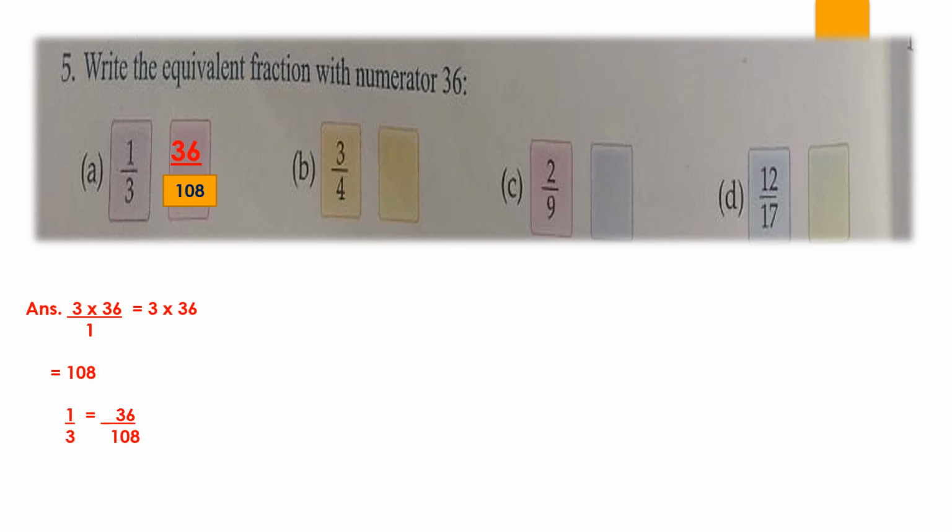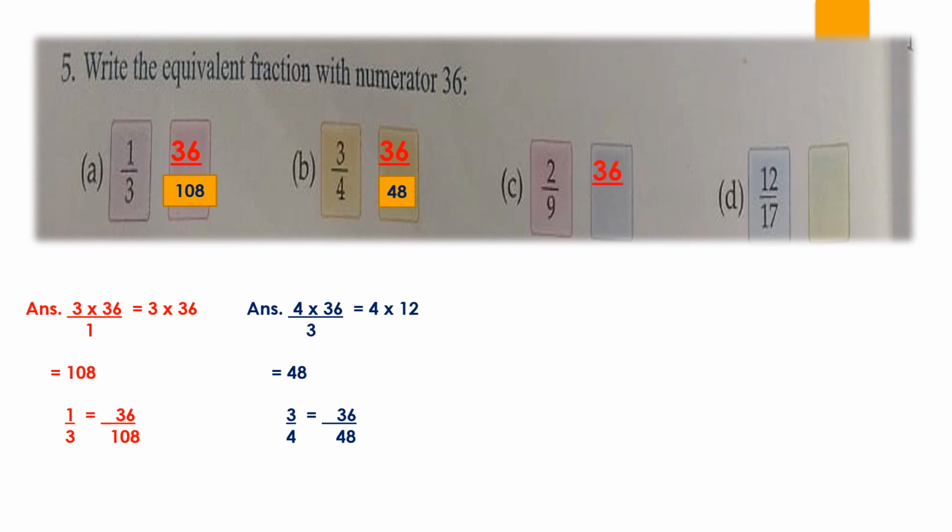Now B part, 3 upon 4. Numerator you will take 36 only. So 4 into 36 upon 3. Now children, 3 and 36 can be divided by 3. So you will get 12, 4 into 12, which is equal to 48. So the fraction formed here will be 3 upon 4 equal to 36 upon 48. 48 you write on the denominator.